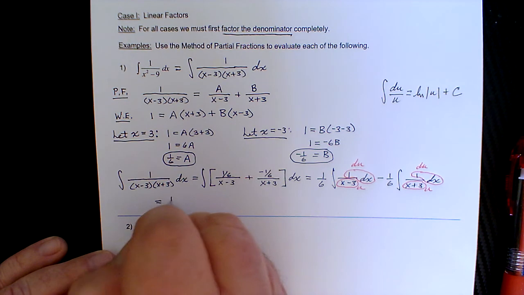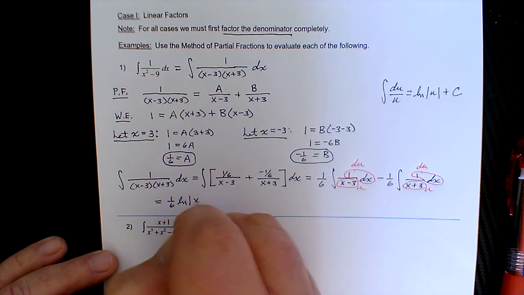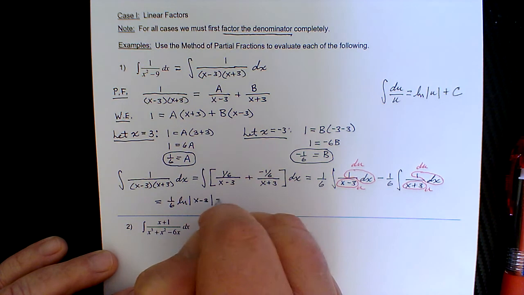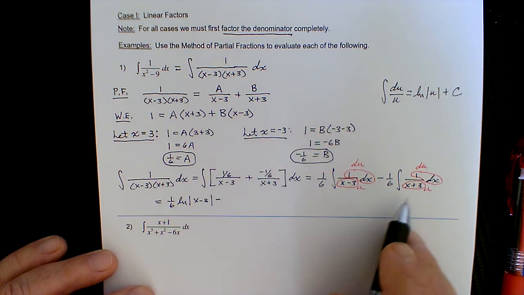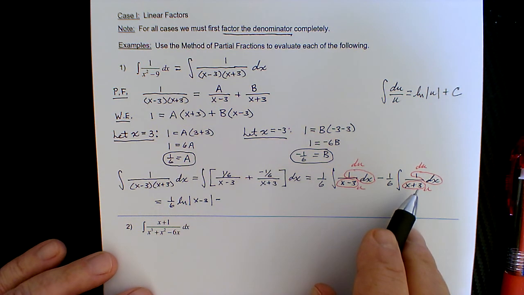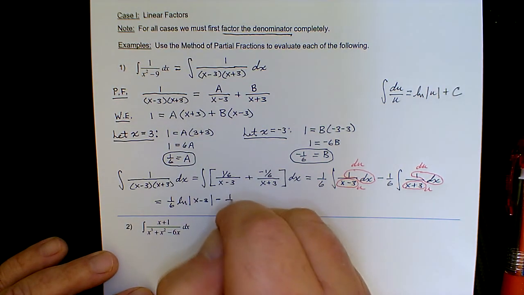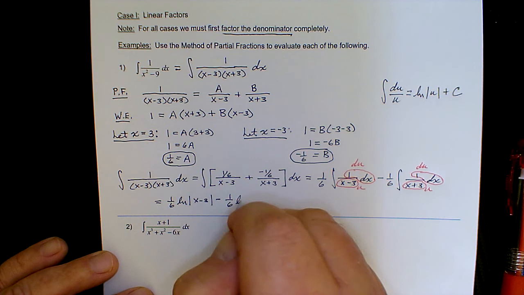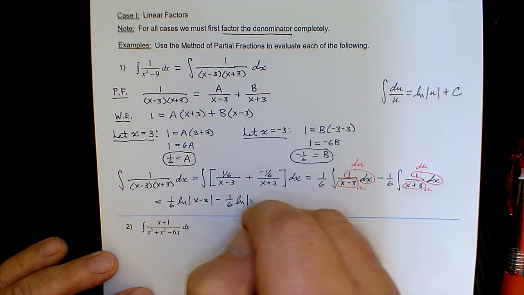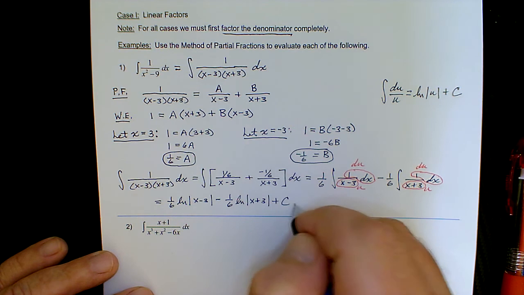So integrating, we get 1/6 natural log absolute value x minus 3. I mean, if you want to go through and show the formal u substitution, that's fine, but I'd like you to be able to evaluate these simple ones by inspection. So similarly, we get 1/6 and then, or -1/6, and then the natural log of the absolute value of that denominator, x plus 3. And then we add our constant of integration.